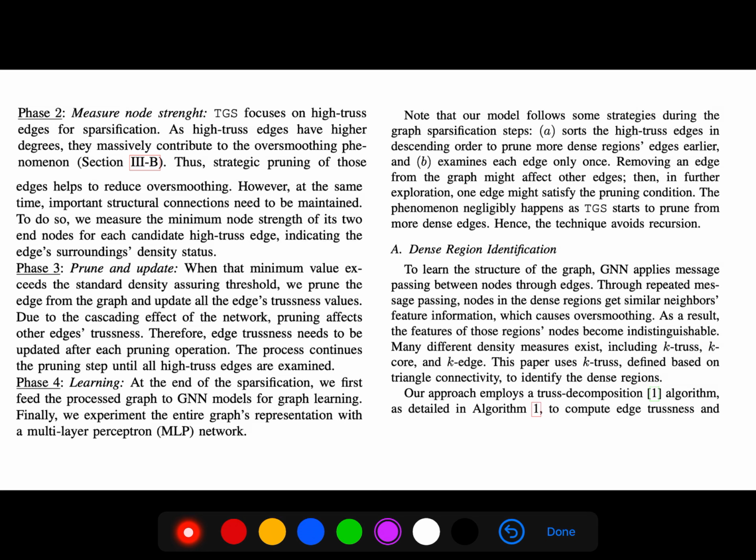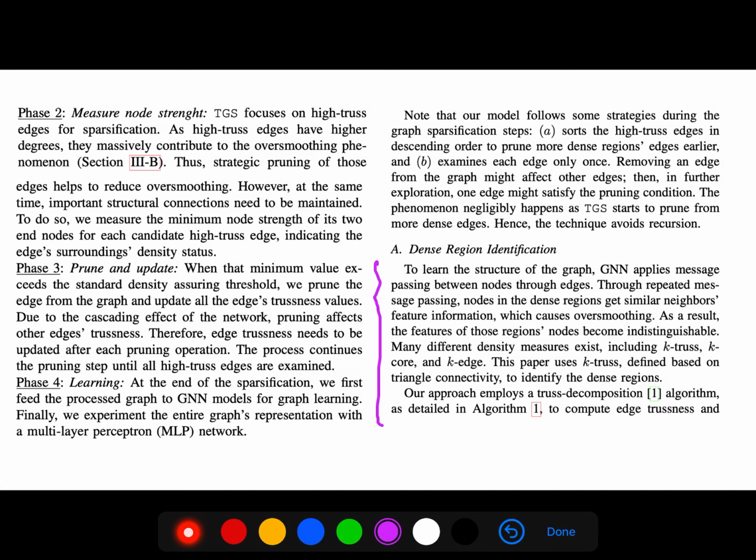Then we have prune and update. When the minimum value exceeds the standard density-assuring threshold, we prune the edge from the graph and update all edges' trussness values. And then learning. At the end of the sparsification, we feed the processed graph to a GNN for graph learning. But the core idea is dense region identification.